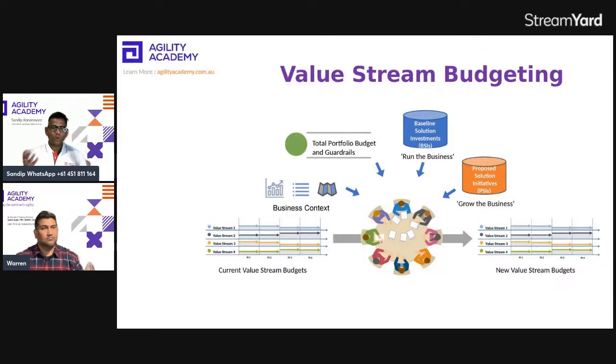Same concept, similar to how it is done at a team level when you commit towards a sprint goal or iteration goal. Here you are committing towards initiatives and epics in terms of funding allocation. And that funding allocation happens to run the business and then to grow the business.